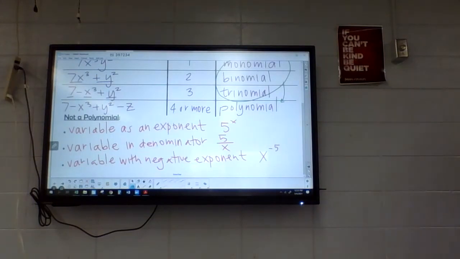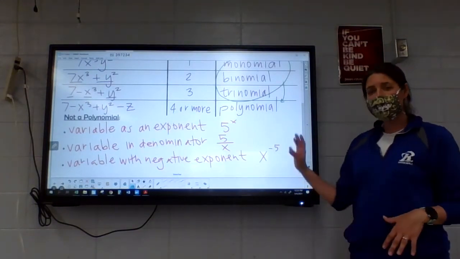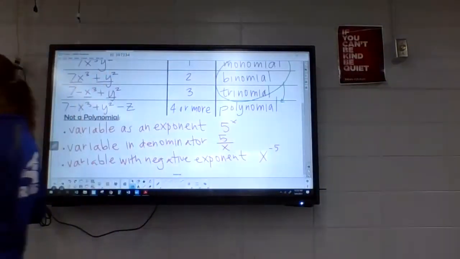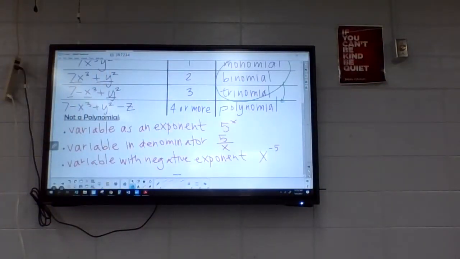So this would be an example of not a polynomial as well. So what we're going to be working on this chapter is not things like these. Now some of these we used last chapter, that's okay, but we're not going to use them this time.